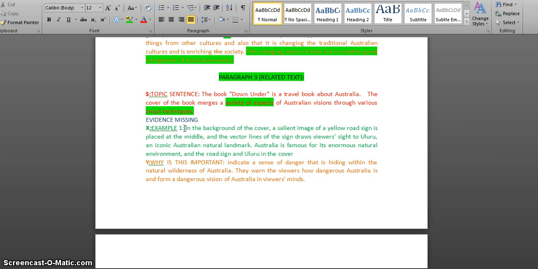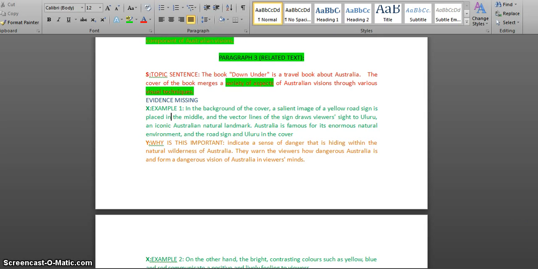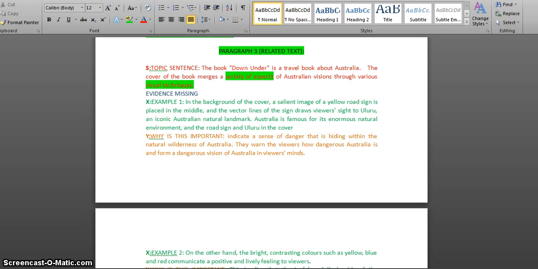In the background of the cover, a salient image of a yellow road sign is placed at the middle, and the vector lines of the sign draw viewers' sight to Uluru, an iconic Australian natural landmark. Australia is famous for its enormous natural environment, and the road sign and Uluru are in the cover. So he's talking about visual elements in the book cover that relate to Australia. Why is this important? By the way, these two sentences were linked.